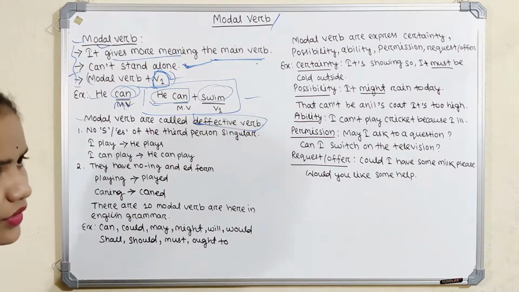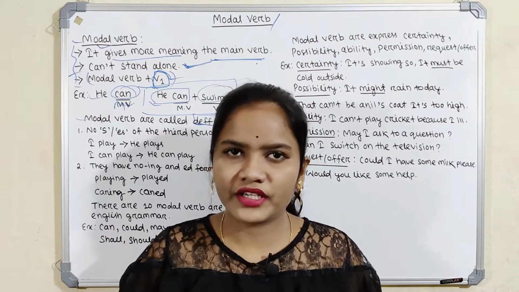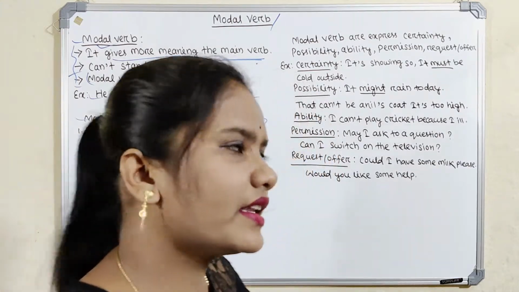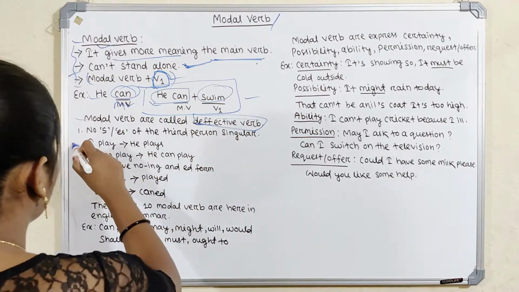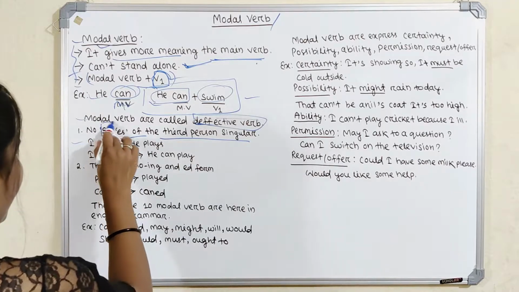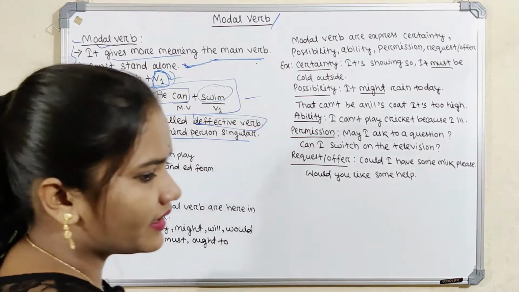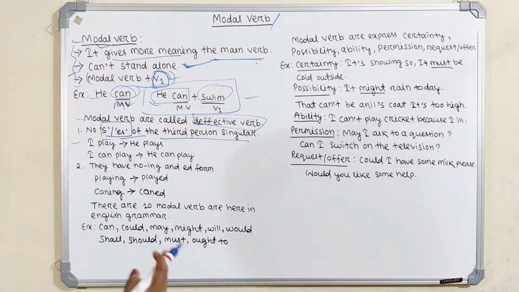Modal verbs are also called defective verbs. For some reason, a modal verb is called a defective verb, so let's discuss the reason behind that. The first one is the s and es of the third person singular. It cannot take s or es; singular and plural forms cannot be added. So it is called a defective verb.